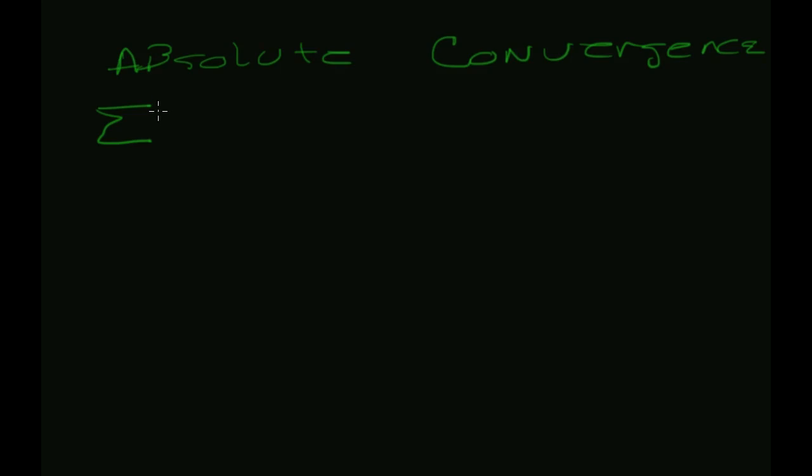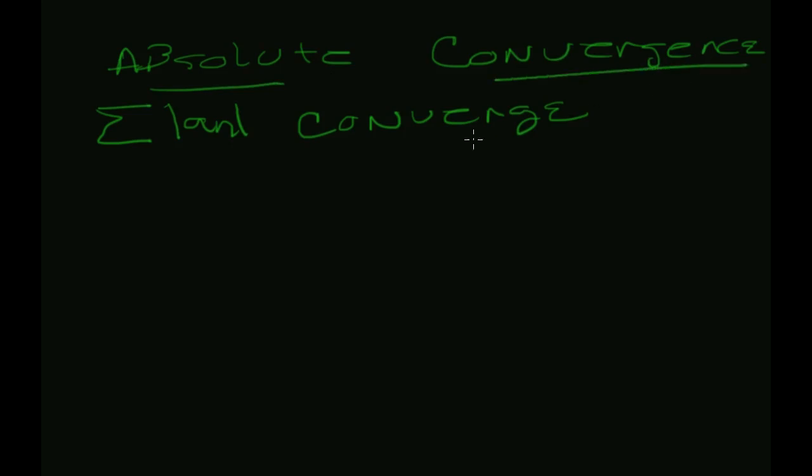Okay, so we're working on the root test today. And in order to get to that, we have to get to an idea called absolute convergence. Okay, so when you have absolute convergence, what this means is that if I have the series and I actually take the absolute value of a_n and it converges, then I have absolute convergence.